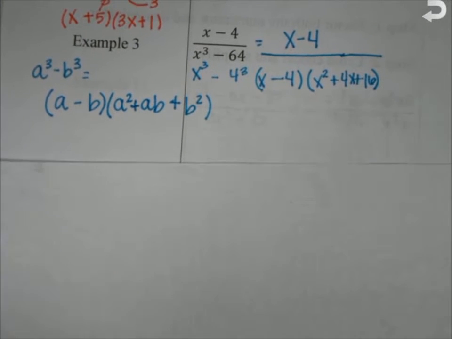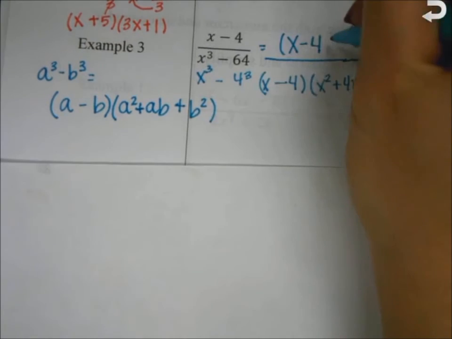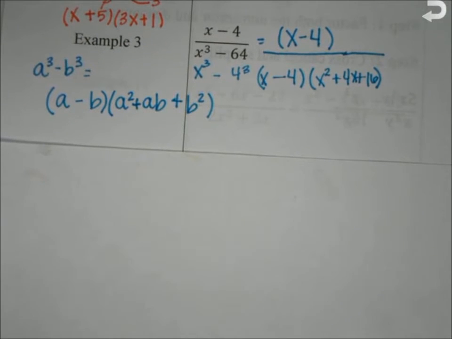Okay, so does anything cancel here? The x minus 4. And what I like to do is I like to put the x minus 4, even though it's by itself, in parentheses, just so that we remember that they are all connected and go together.